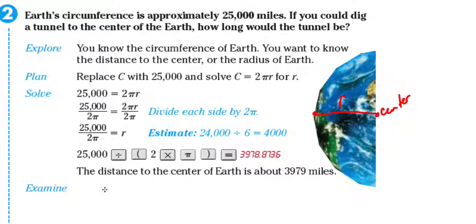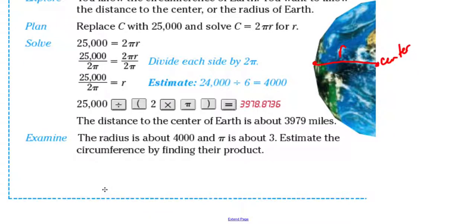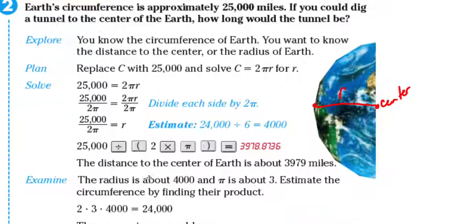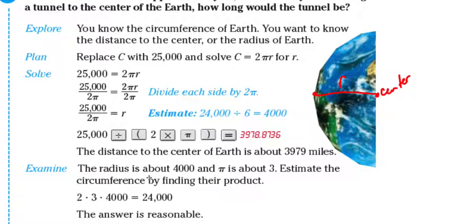Checking our answer, the radius is about 4,000 and pi is about 3. Estimate the circumference by finding their product: 2 times 3 times 4,000 is 24,000. The answer is pretty reasonable, and our answer should be right.